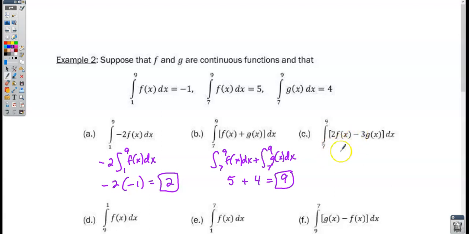Alright, this one's a little bit more advanced. We've got a difference, we've got some constant multiples, but nonetheless, it's still a pretty straightforward process here for us. And really, when we get into this, if we understand how all the properties work, these should be some of the easiest problems that we have to complete in this course.